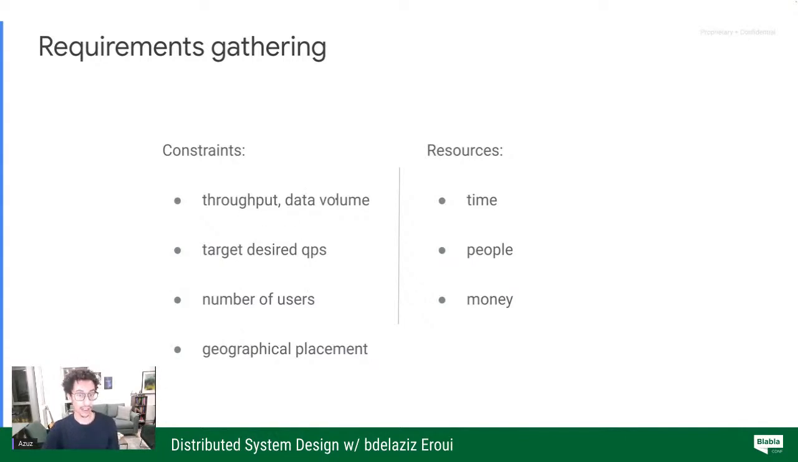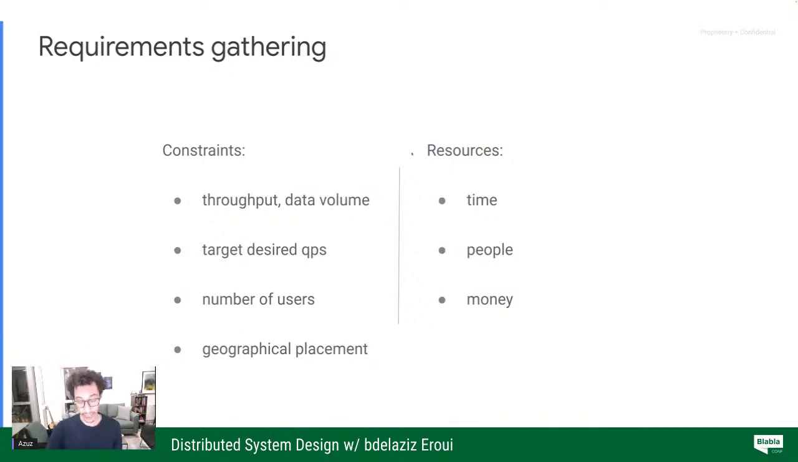Also, data volume. Let's say having 1,000 daily active users is different from having 10,000 active users at any time. That will tell you how much data you're going to store in a month or in a year, because of the metadata and the pictures in our case.